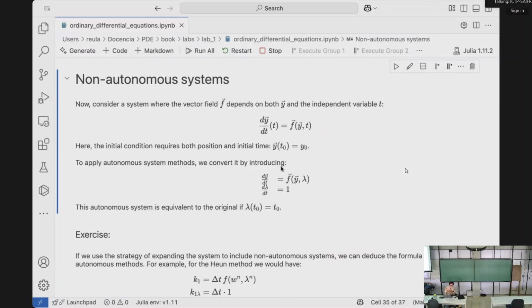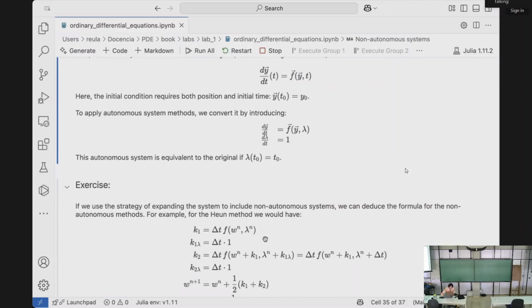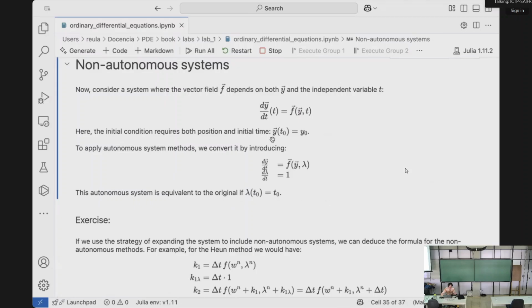And then here I solve this system with, instead of putting t here, I put lambda. And I evolve this system here. This system is equivalent to the one that I show here. So I just added a new variable and I am evolving that variable here. And I will get exactly the same as if I had solved this system here.